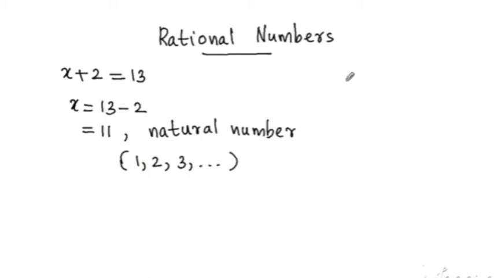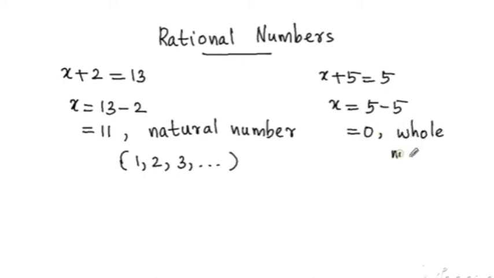Now consider another equation. Say x plus 5 equals 5. So in this case, x will be equal to 5 minus 5, which is equal to 0, and 0 is not a natural number, so this is a whole number. If we consider the solution to be a natural number, we cannot solve this because the solution is a whole number. So whole numbers include 0, 1, 2, 3, etc. That means natural numbers along with 0.